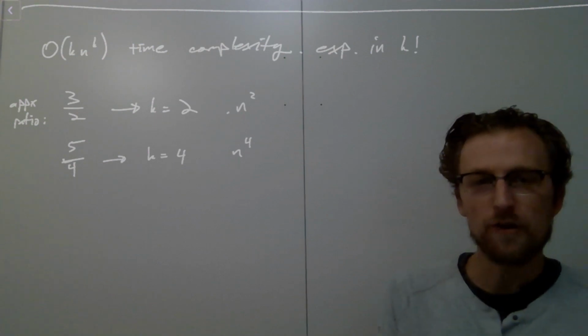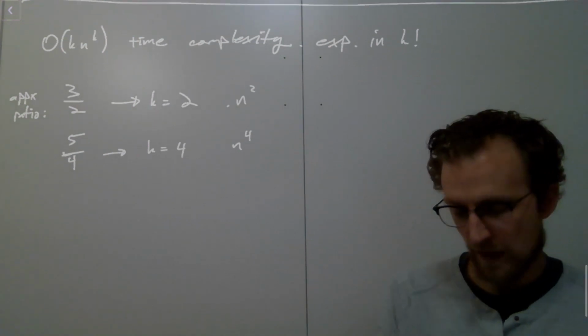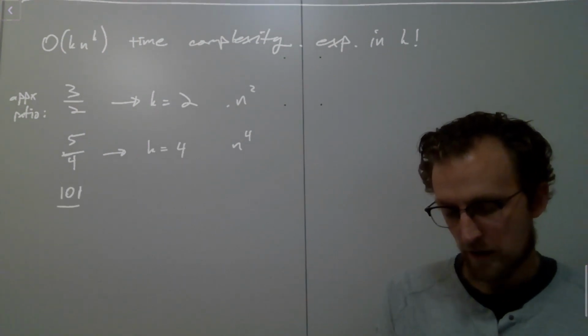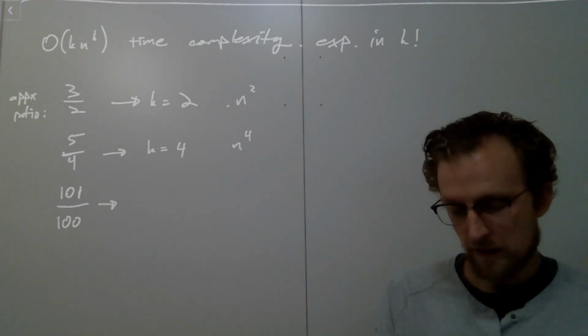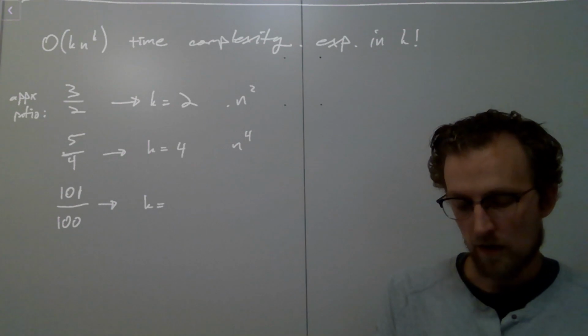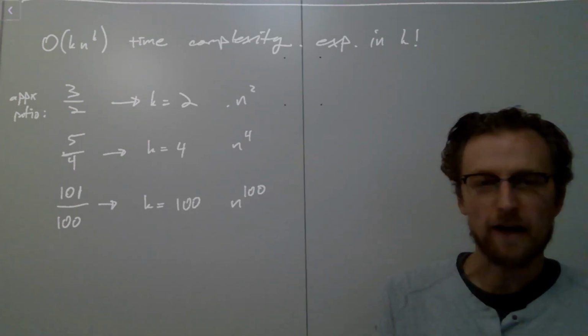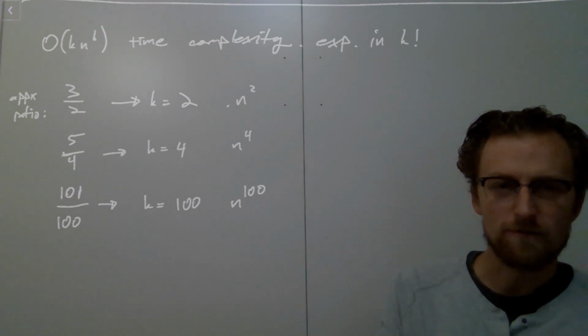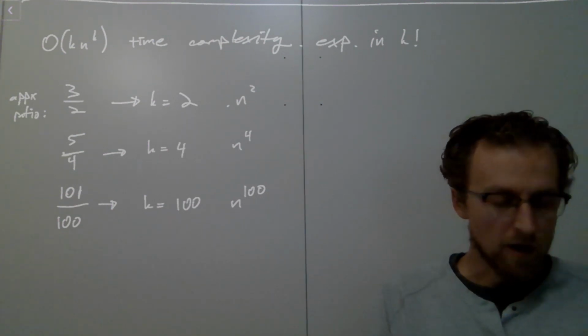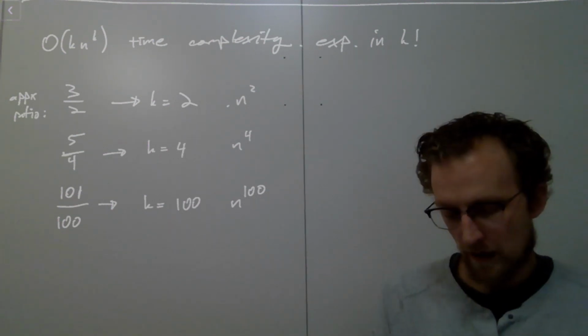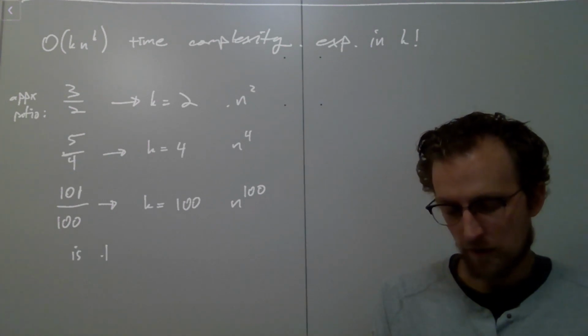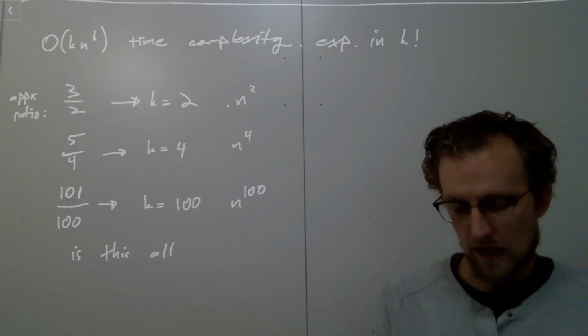What if we wanted to come within 1% of the optimal? Well, that says our approximation ratio is 101 divided by 100, and this means our k has to be equal to 100, which leads to an n to the 100 factor, right? Which is not a good thing. These are quite large numbers. And so we want to ask, can we do better? Is this the best we can do? And the answer is no.